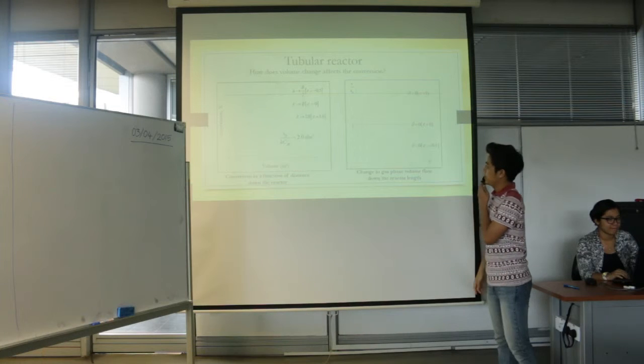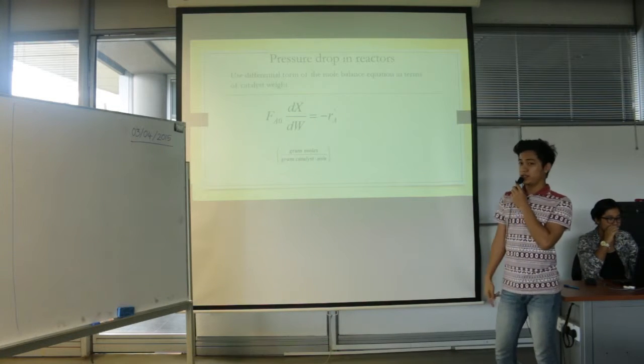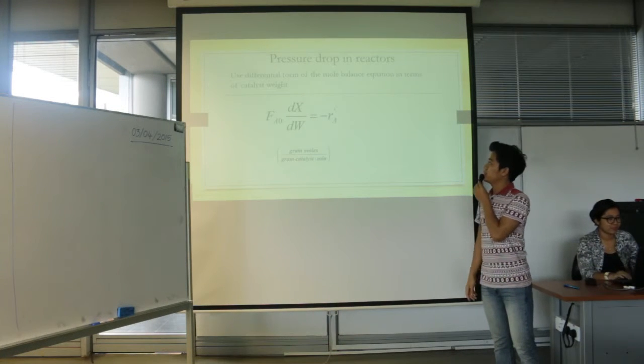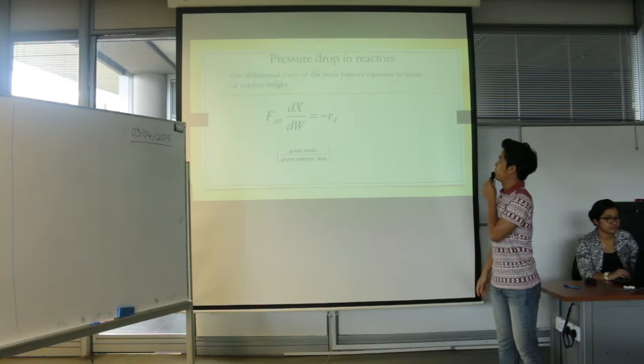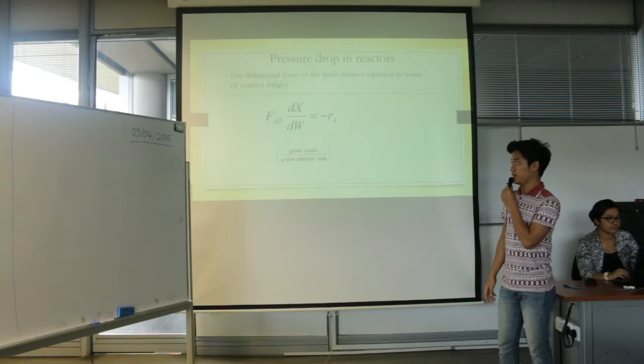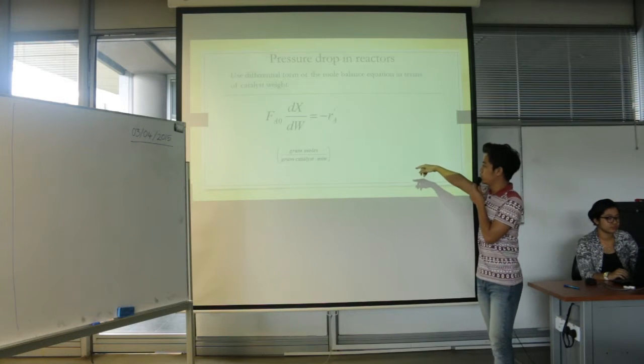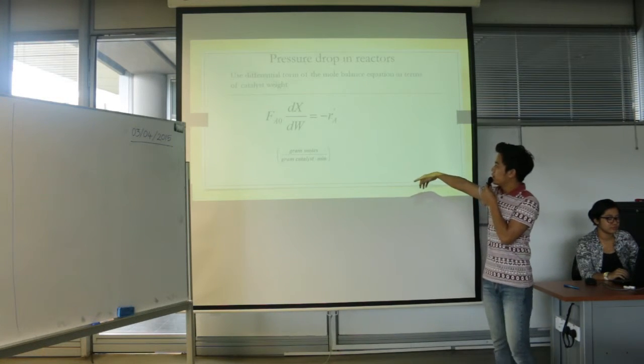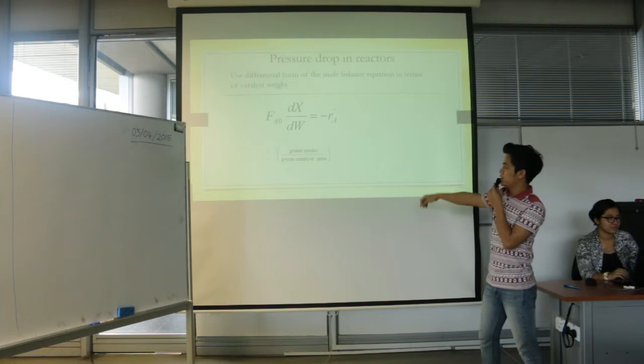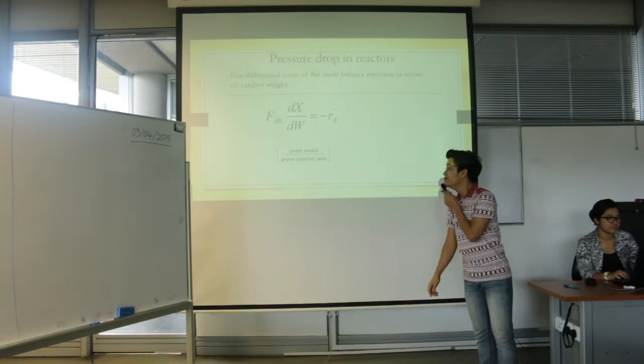Next slide. For the pressure drop in reactors, use the differential form of the mole balance equation in terms of catalyst weight. So this is the equation for you to calculate the pressure drop in reactors. Alright, next.